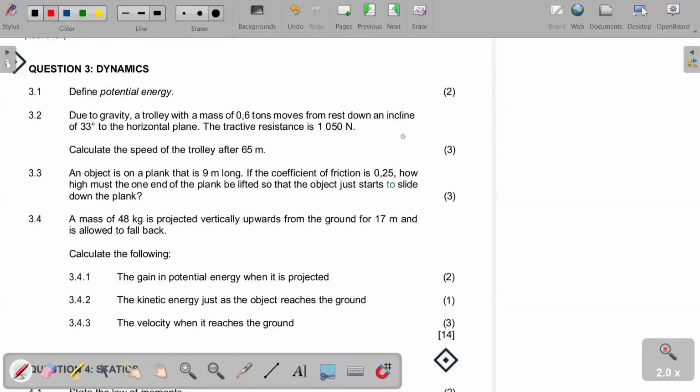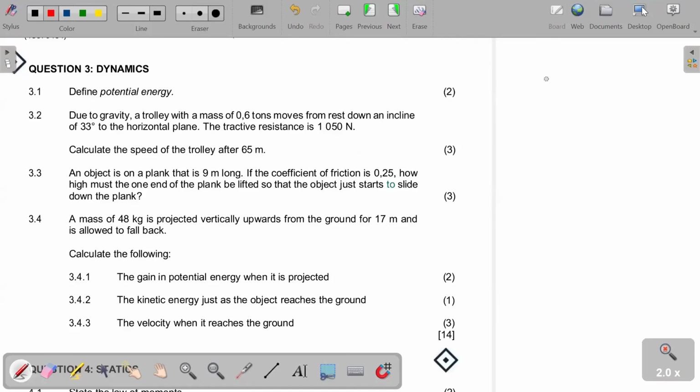Okay, 3.2, due to gravity, a trolley with a mass of 0.26 tons moves from rest down an incline of 33 degrees to the horizontal plane. The tractive resistance is 1,050 Newton. Calculate the speed of the trolley after 65 meters. Okay, that's where we want to start from.